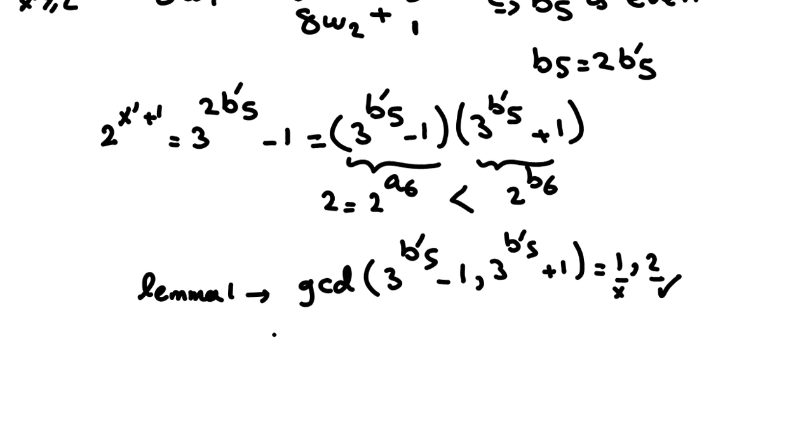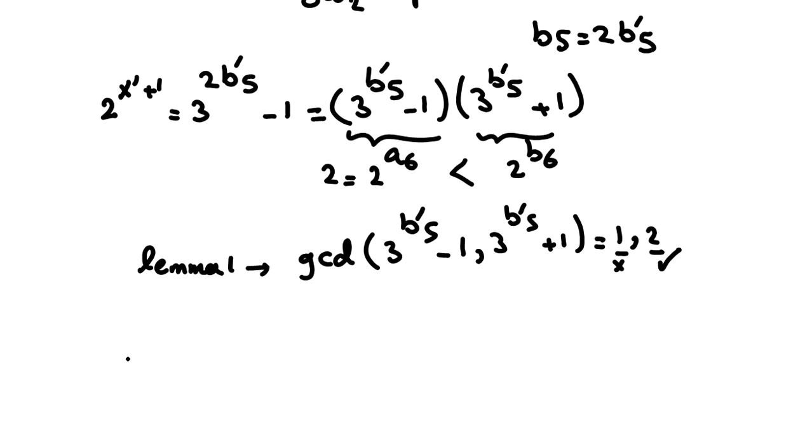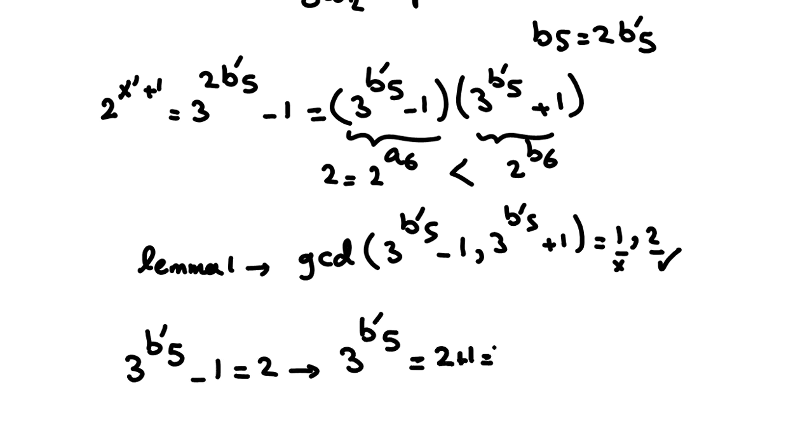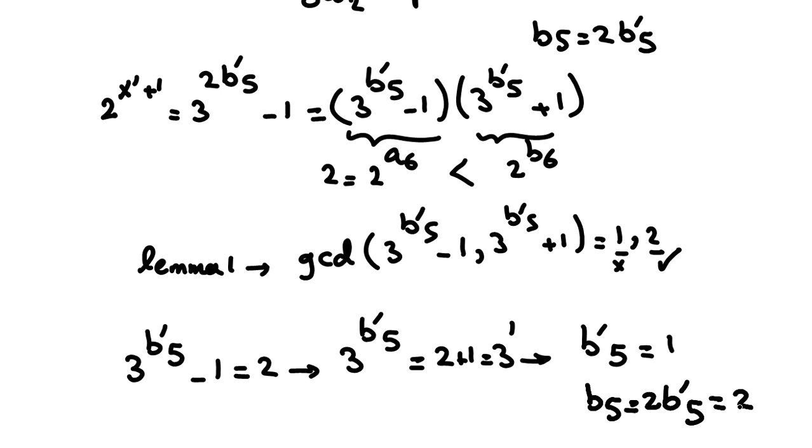Now we can solve the problem easily. How? We say 3 to the b prime 5 minus 1 is 2. So 3 to the b prime 5 is what? Take negative 1 to the right side, 2 plus 1, 3. So b prime 5 is what? 3 to the b prime 5 is 3 to the power of 1, so b prime 5 will be 1. b5 is what? b5 is 2b prime 5, which will be 2.